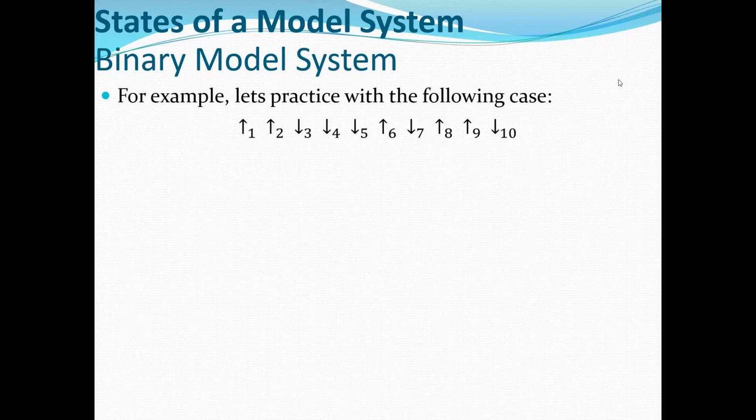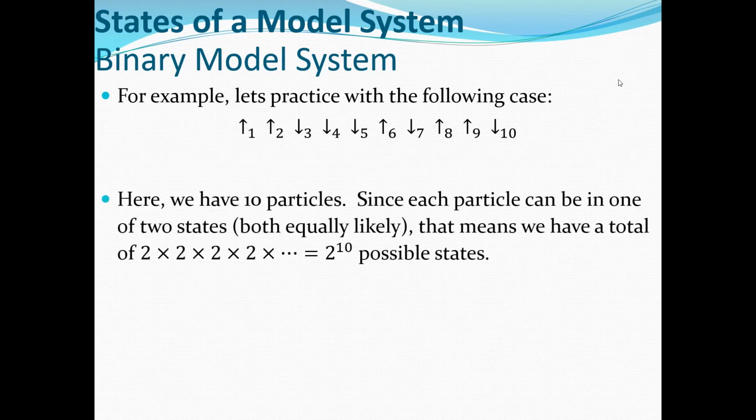So we're going to start with this first case. So here is a scenario. We have 10 particles all randomly going up and down. There's no real rhyme or reason to it. So what we say is that, well, since there are 10 particles and each particle can be in one of two states, that means that particle 1 could either be up or down, particle 2 could be up or down, and so on, all the way to the 10th one.